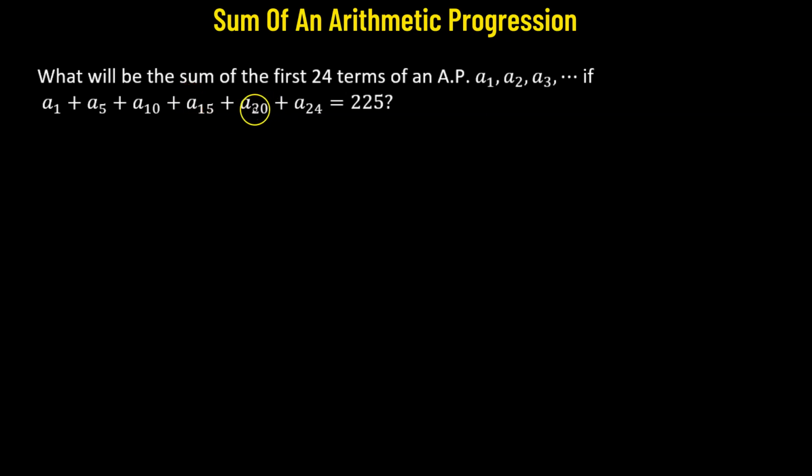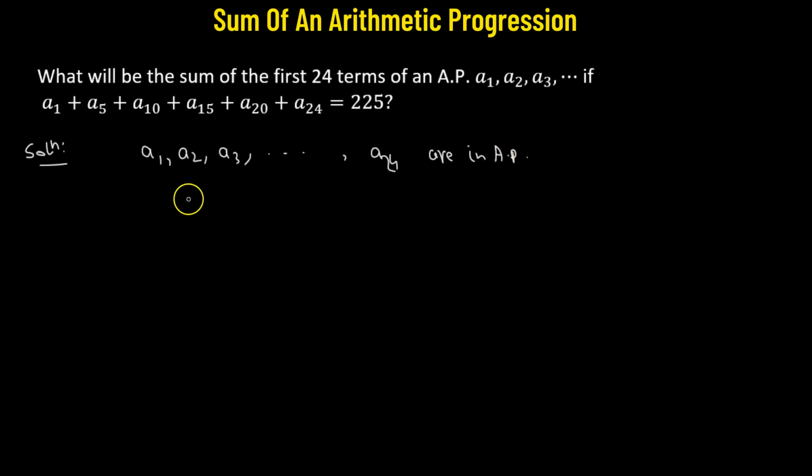So here in this problem, we have to find out the sum of the first 24 terms of an arithmetic progression, if the sum of the 1st, 5th, 10th, 15th, 20th and 24th terms of that particular AP sums up to 225. So let's find out the sum. So here we have A1, A2, A3, and this goes all the way up to A24. These are in arithmetic progression.